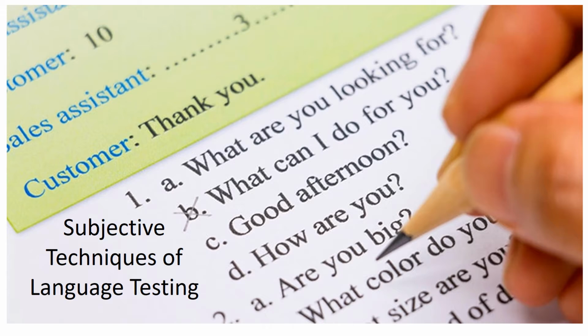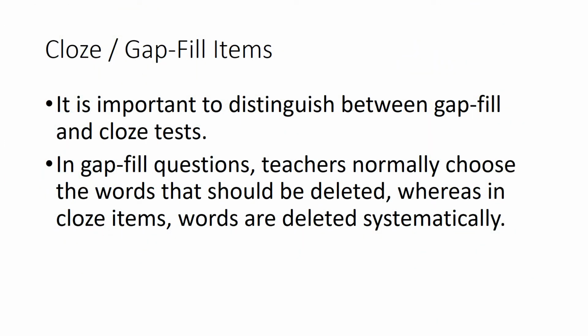We talked previously about the objective testing items, their types, their advantages and disadvantages, and it is time now to talk about the subjective ones. So the first type of testing items, specifically the subjective ones, are the cloze or gap fill items. It is so important to distinguish between these two types of testing items.